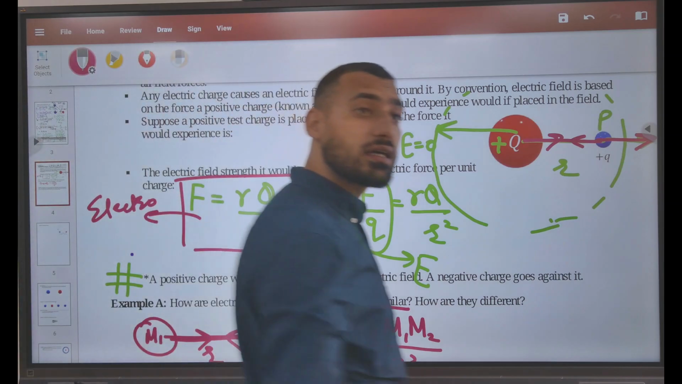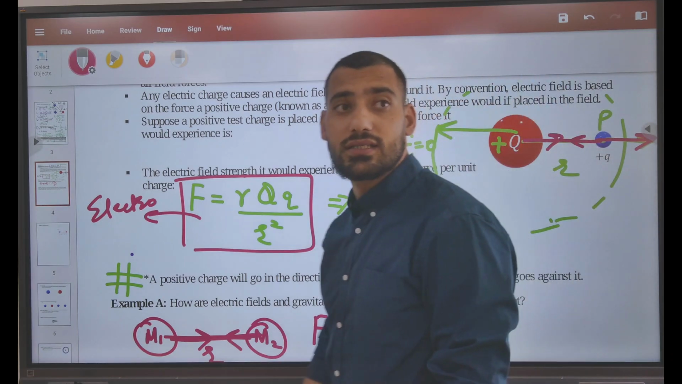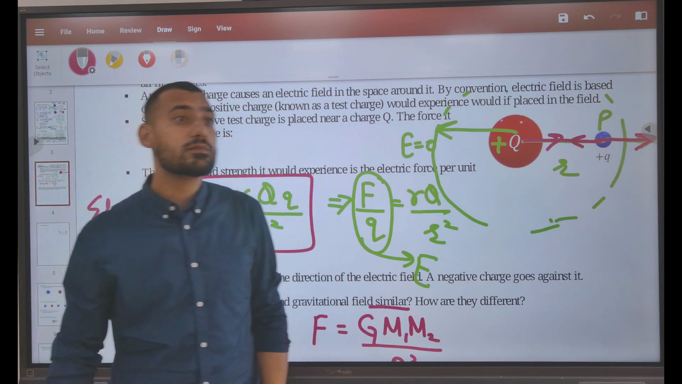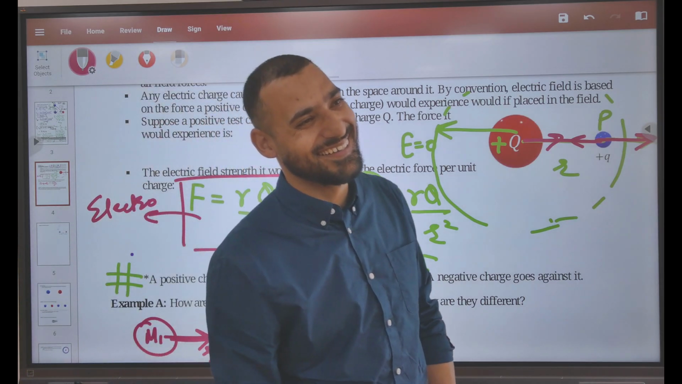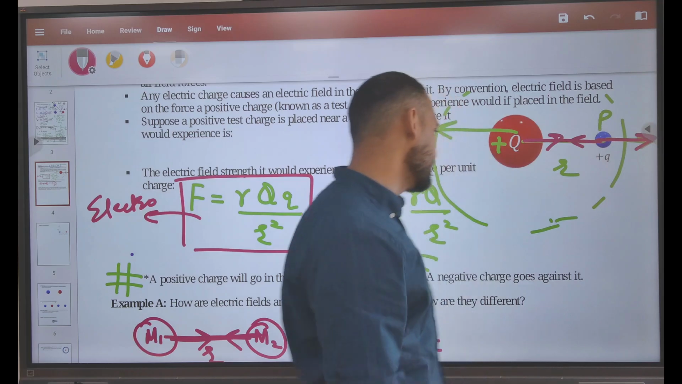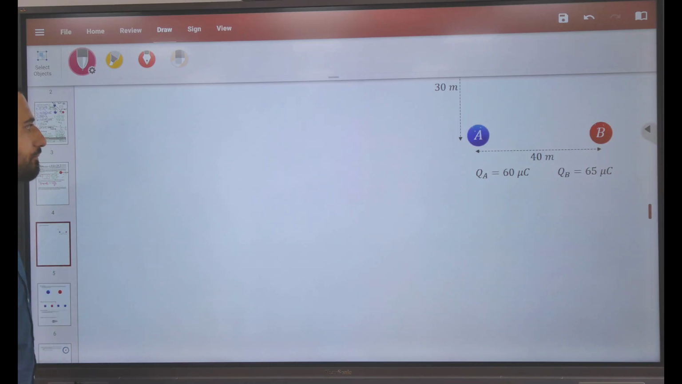Both the forces are conservative forces. Anyone who can explain what do you mean by conservative forces? What are conservative forces? Forces that get conserved. Okay, let me give you a question.